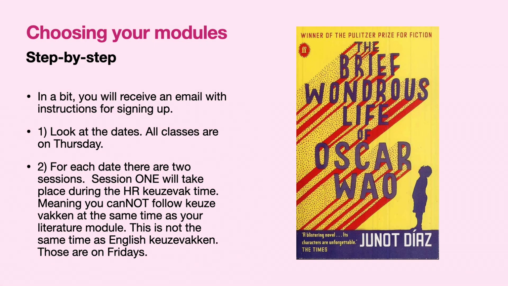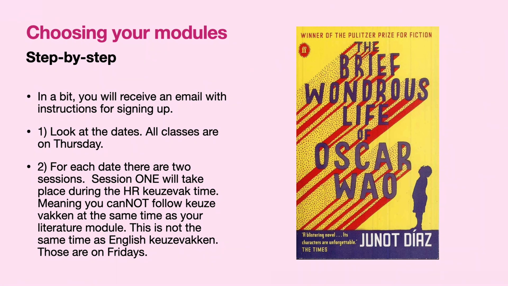So the first thing that you have to consider when making your modules is you're going to have to follow it step by step. In a bit, you're going to be receiving an email with instructions on how to sign up for the literature modules. The first thing that you want to do is look at the dates. All of the classes are going to be on a Thursday. There are going to be 2 sessions per class. So there will be session 1, which will most likely be in the morning, and there will be session 2, which is going to be in the afternoon.